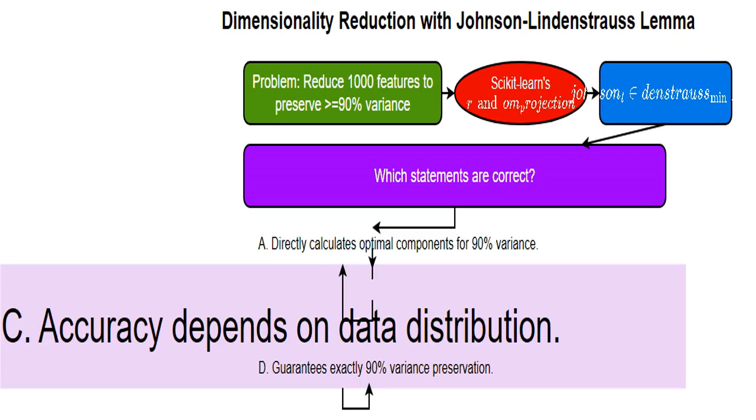This statement is correct. The accuracy of the function depends on how the data is distributed. The underlying math makes assumptions about data distribution, which may or may not hold in real-world datasets. If my assumptions are not valid, the results may be off.